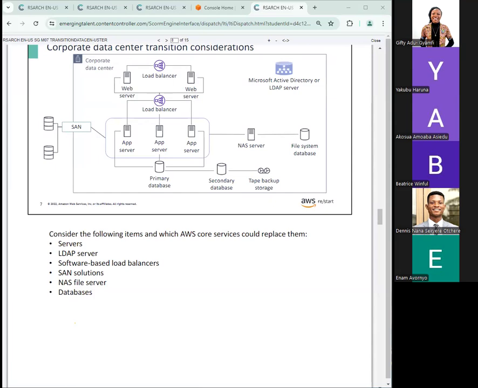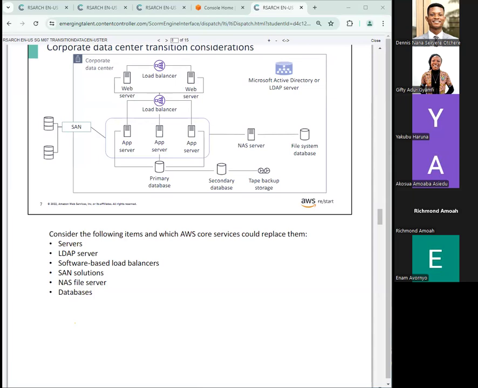Amazon RDS. Okay. This RDS. DynamoDB also, depending on the kind of data the app is. Okay. Thank you for that, Dennis.